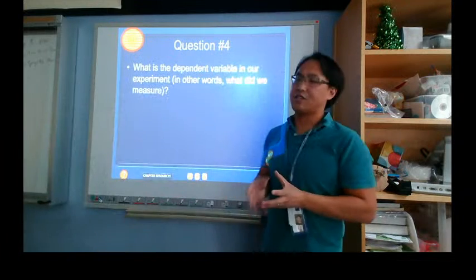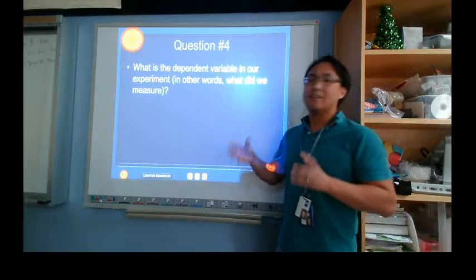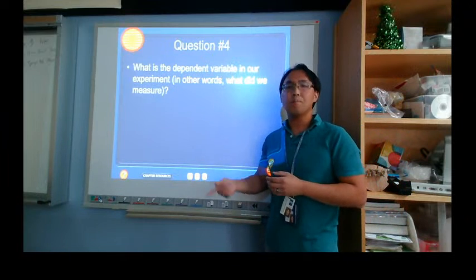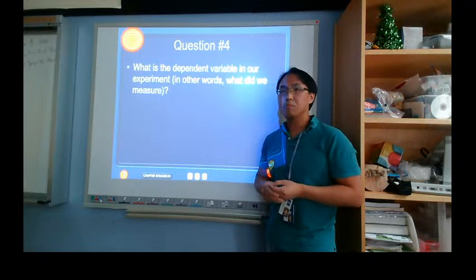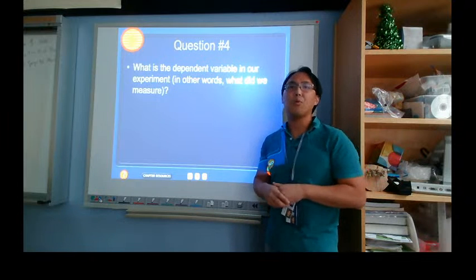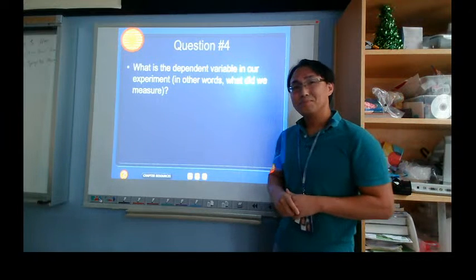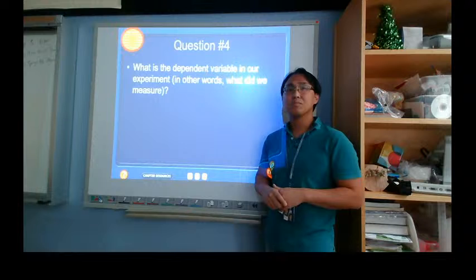So, thinking back to the experiment that we just did with the masks and the candles, what was the dependent variable? In other words, what were we measuring? Mr. Ewald, what were we measuring? In the experiment with the different types of masks, we were measuring whether or not you could blow out the candle while wearing the different types of masks.